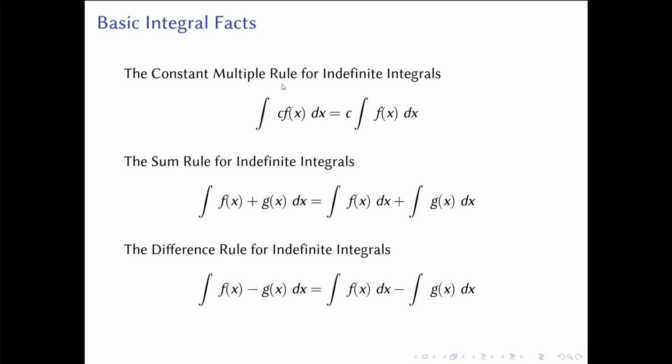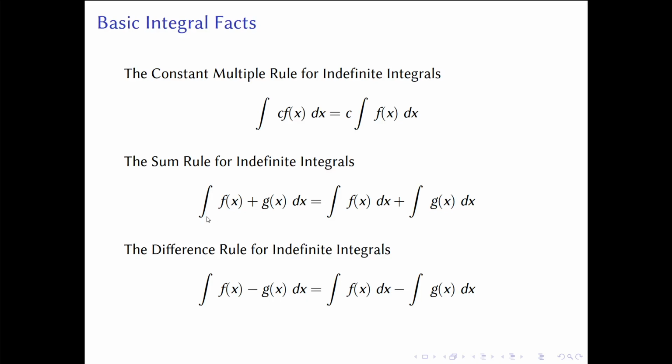So this is the constant multiple rule that says if I want to take the integral of a constant times a function, I just rewrite the constant and then take the indefinite integral of the function part. So that works exactly the same way as derivatives do, right? Which is nice. Next up is the sum rule for indefinite integrals.